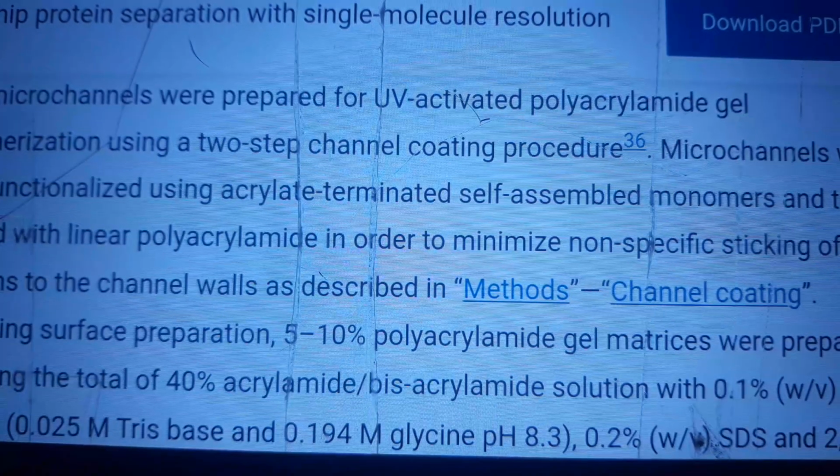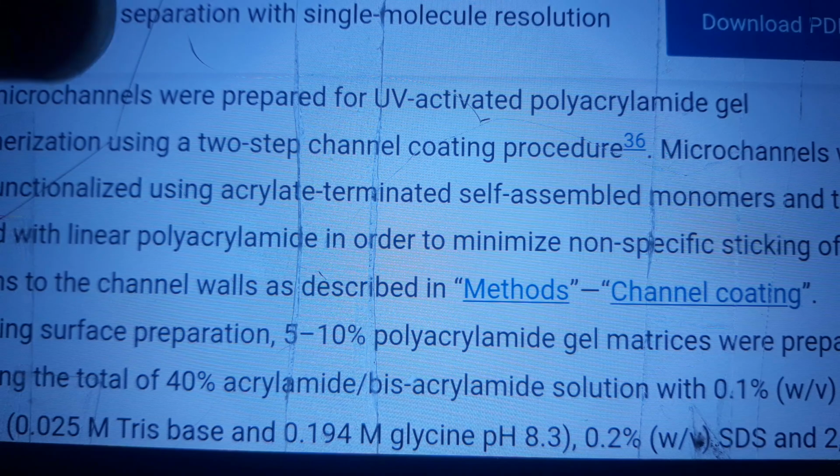The microchannels were prepared for UV-activated polyacrylamide gel polymerization using a 2-step channel coating procedure. Microchannels were first functionalized using acrylamide in order to minimize non-specific sticking of proteins to the channel walls, as described in methods and channel coating.